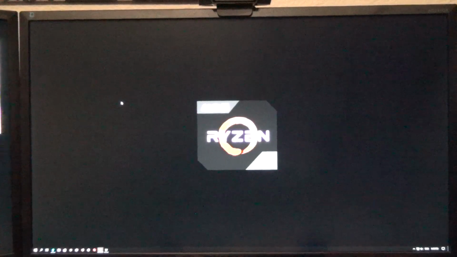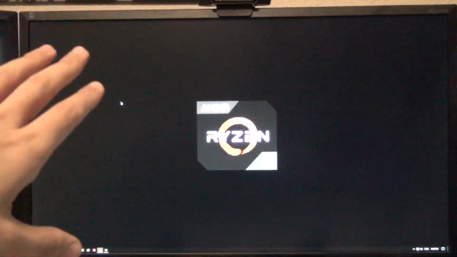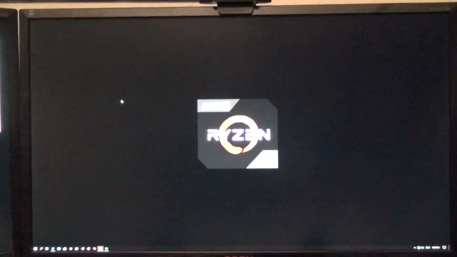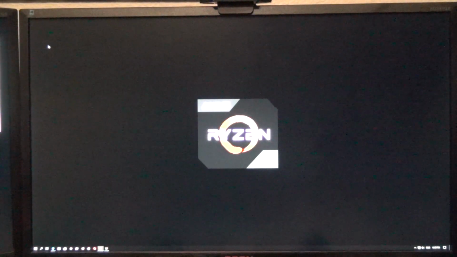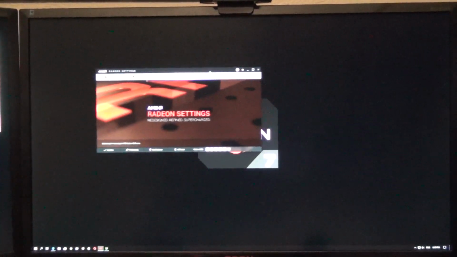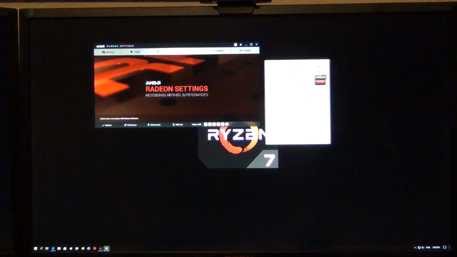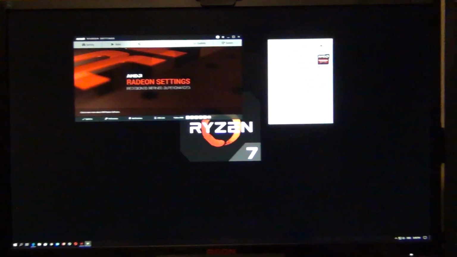So now we're going to retest the AMD implementation and see how it compares. Basically, we're going to look at pure FreeSync. What we're looking at today is a Vega 64. This specific one is the Sapphire NITRO.